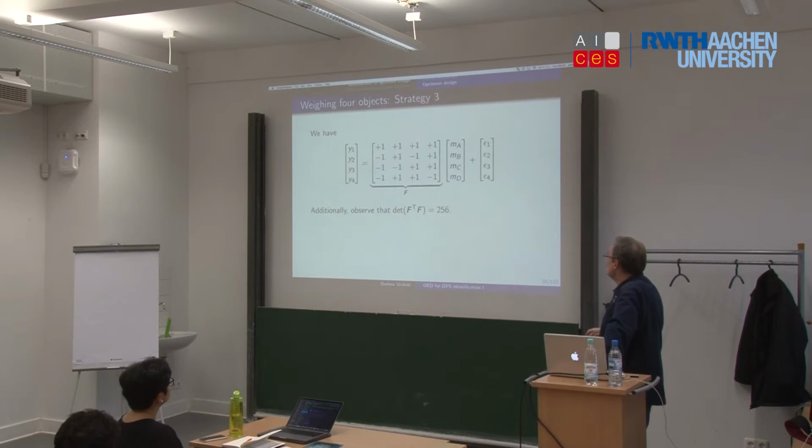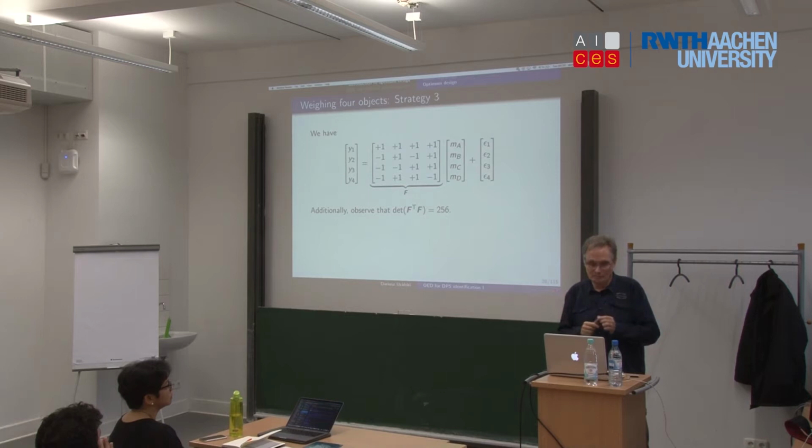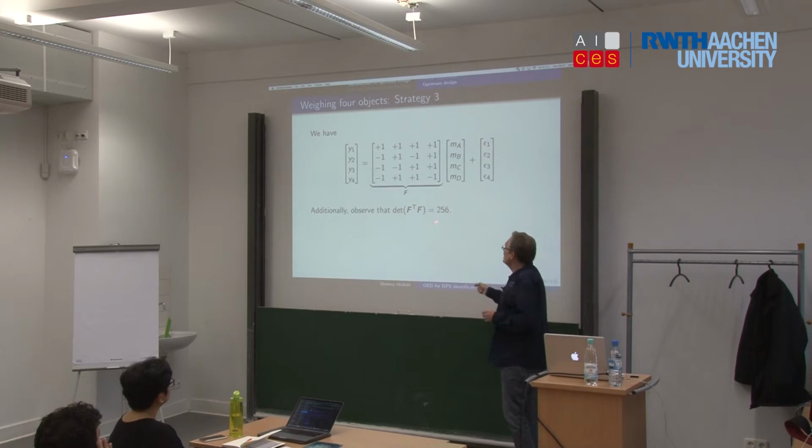And when we compute the determinant of this matrix, it is as high as 256. By measuring individual masses, we got here 1, and here we have 256. As you can see, by appropriately designing the strategy of taking measurements, we can significantly reduce the uncertainty in our estimates. And this reduction in the uncertainty is accompanied by an increase in the determinant of this matrix.